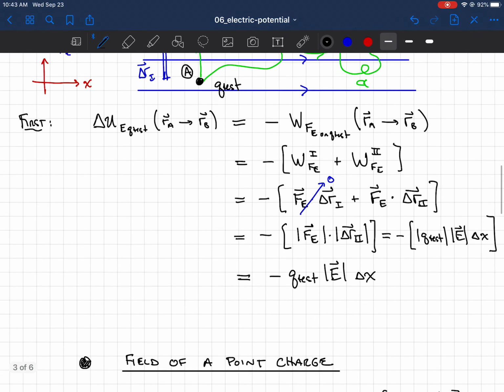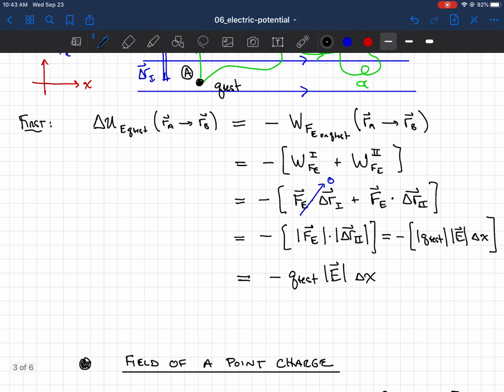So what is the potential difference? Well, the potential difference we defined to be delta U divided by Q test. So this is simply going to be minus the electric field magnitude times delta x. And that's the potential difference between any 2 points.